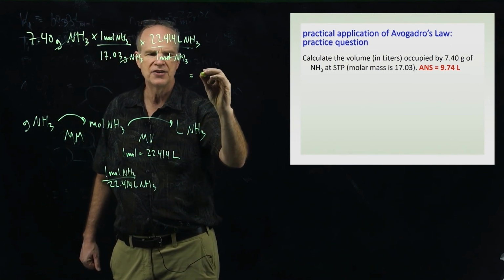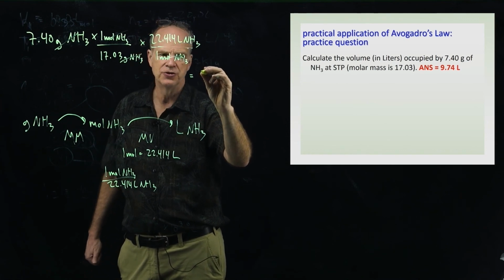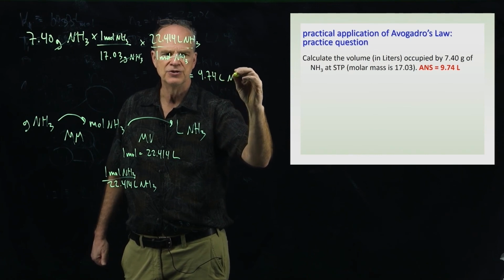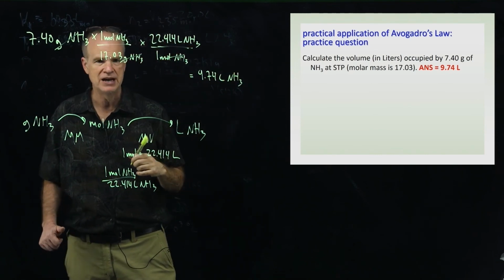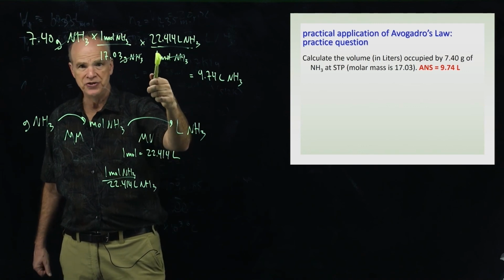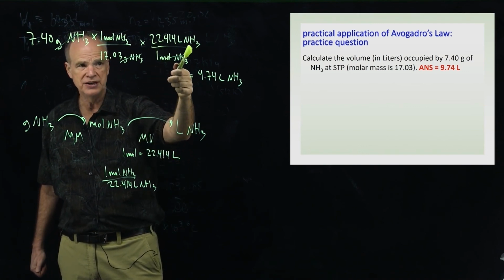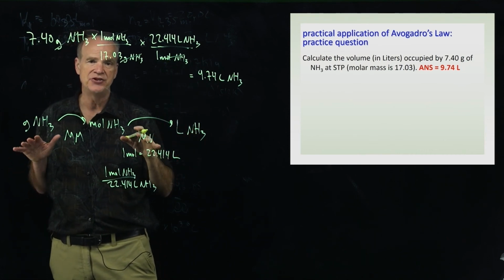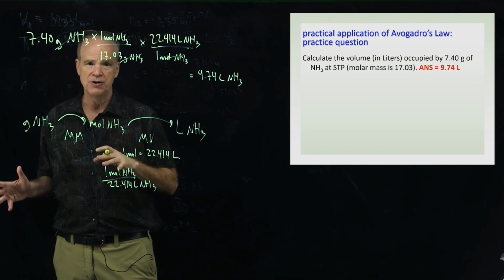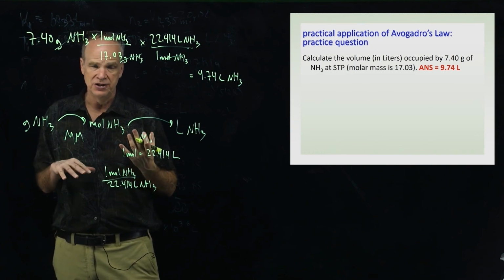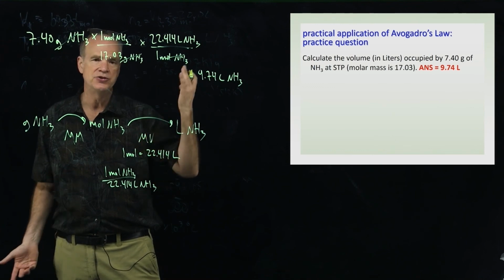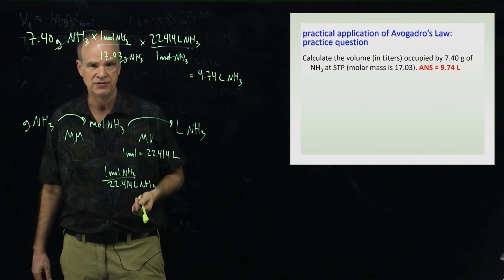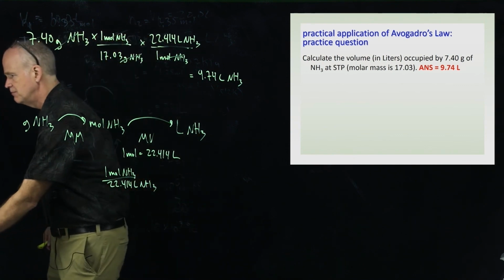If you work out the math and correct the answer to the right number of significant figures, it's going to be 9.74 liters of ammonia. I want to point out again that we can use this ratio of 22.414 liters of ammonia to 1 mole of ammonia because we just happen to be at standard temperature and pressure. If the problem was dealing with other conditions of pressure and temperature, like say 2 atmospheres at 100 degrees Celsius, then we could not use that ratio to solve the problem. Okay, so let's move on to the next problem.